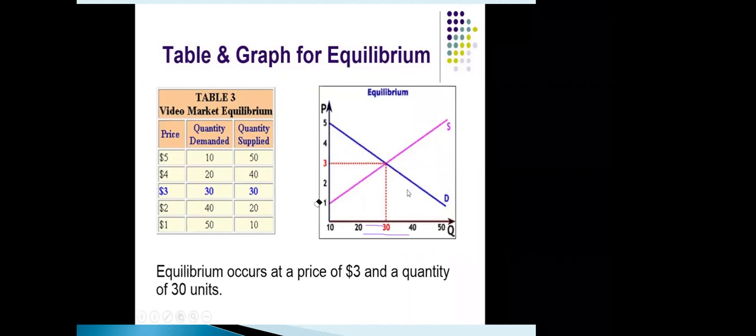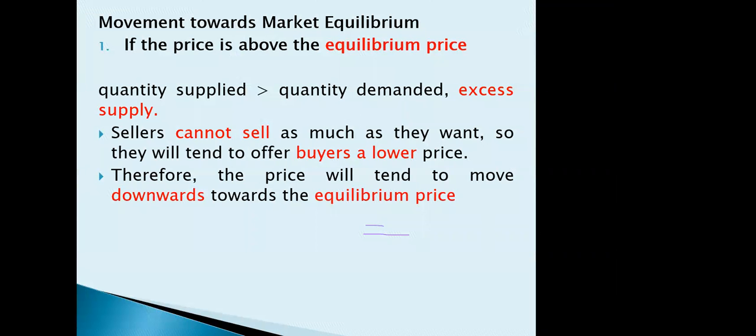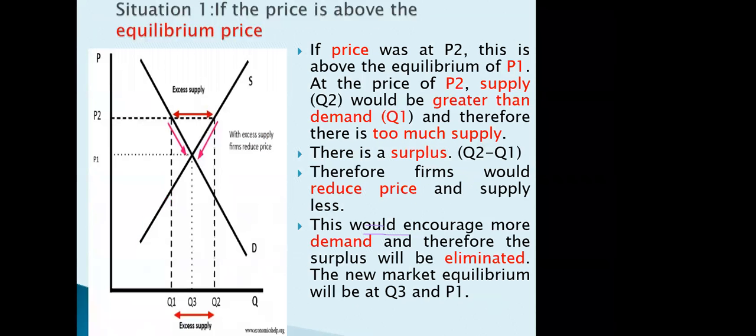Now I have to study that thing with this. So here, if the price is above the equilibrium price, it means quantity supplied is greater than quantity demanded. That's why there is excess supply in the market. And to get extra sales, I have to reduce my price up to the equilibrium price. Then I will sell more units. Therefore, the price will tend to move downwards towards the equilibrium price. So in this situation what will happen? The price will come down. Just look at this diagram. Price is above the equilibrium price. First condition of the situation.